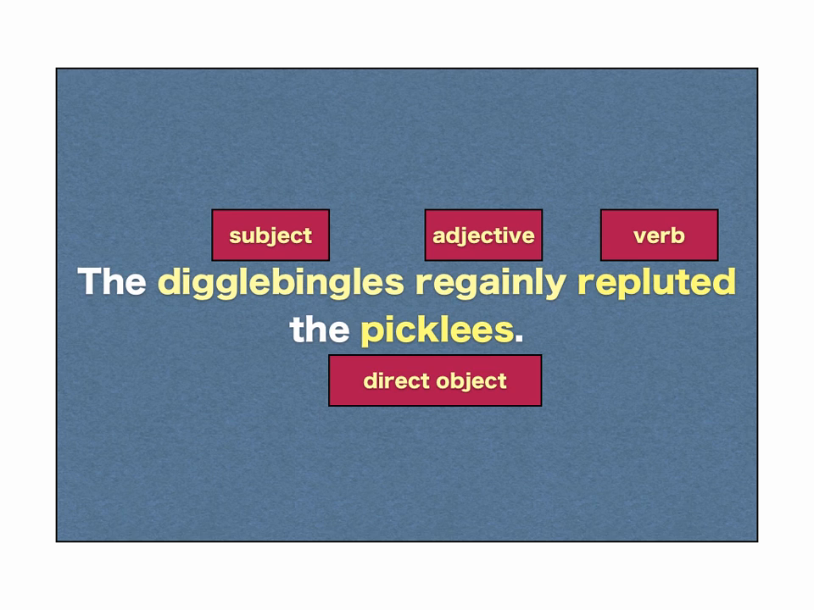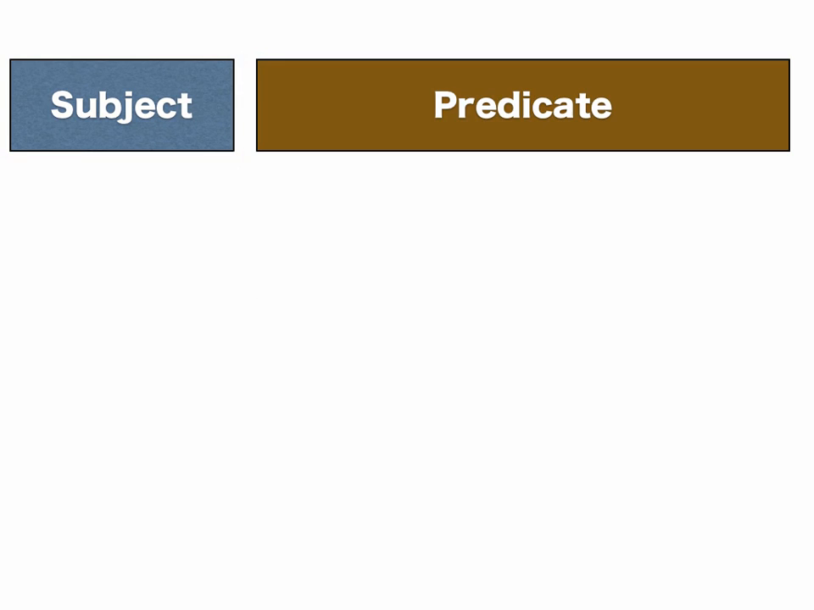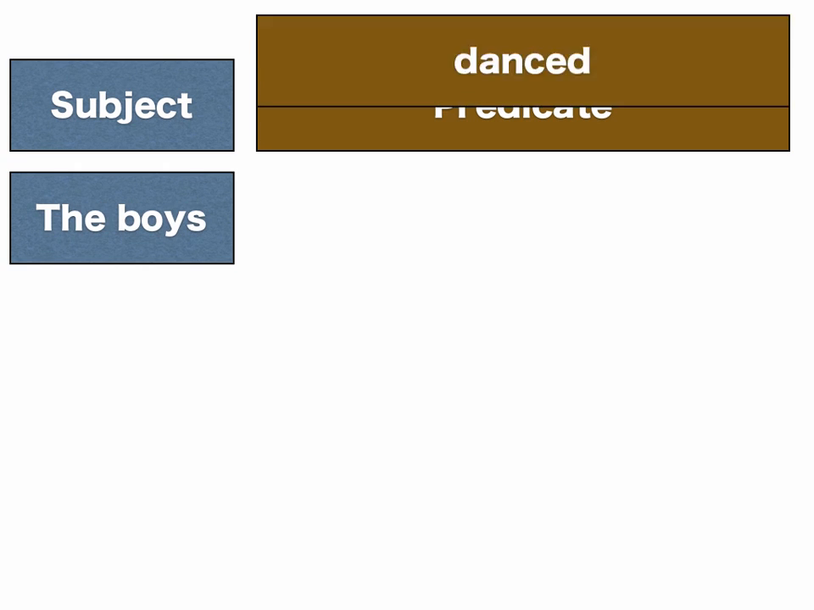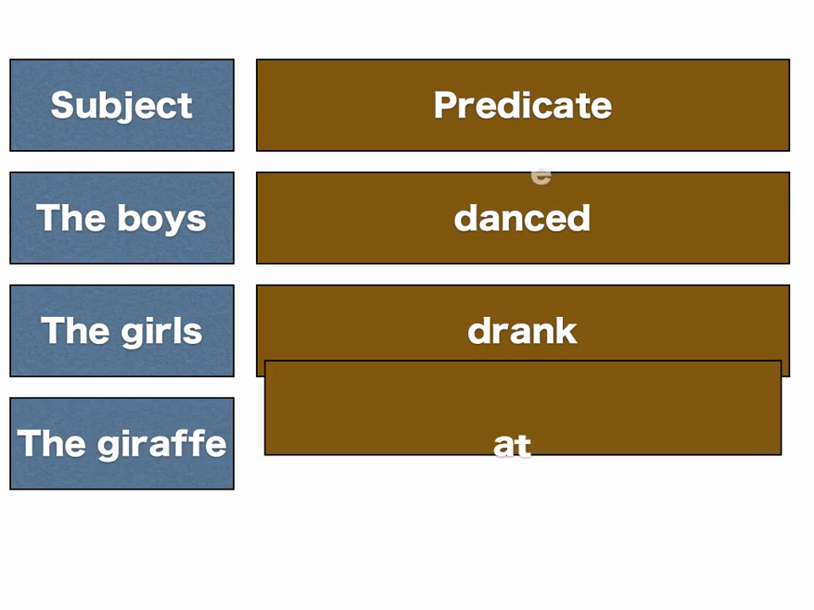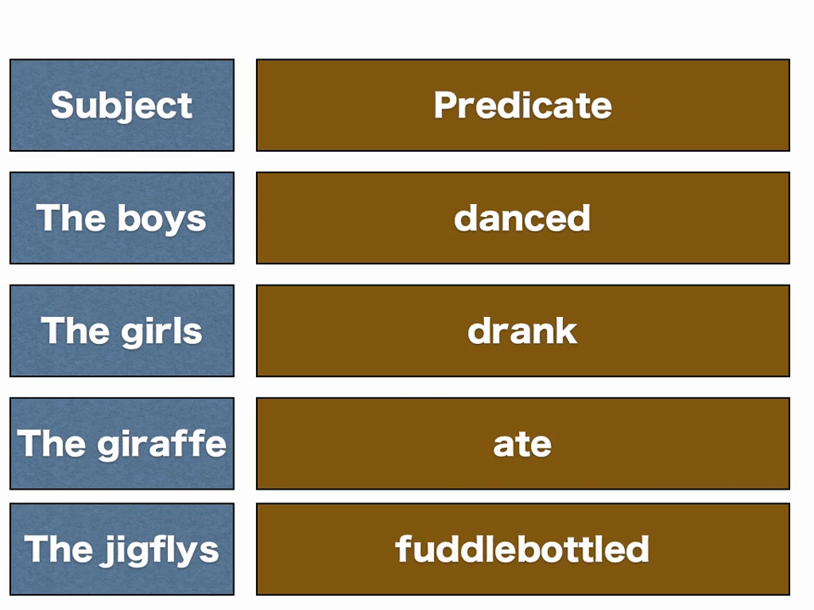We just know it, even though you wouldn't be able to necessarily explain it if you didn't have a strong grasp of English. Sentence structure is very intuitive. For instance, most sentences have a subject and a predicate, like the boys danced, or the girls drank, or the giraffe ate, or if you wanted to use a nonsensical example, you could say the jig flies fuddle-bottled. And you'd still understand that fuddle-bottled is what the jig flies did. It's the predicate modifying the subject.